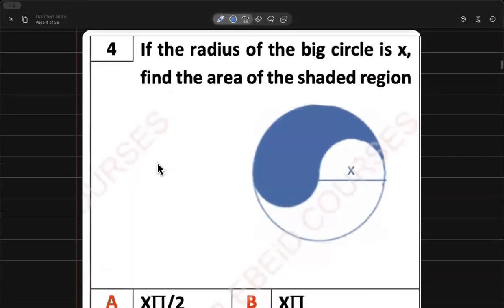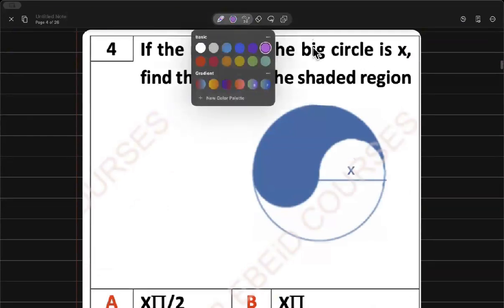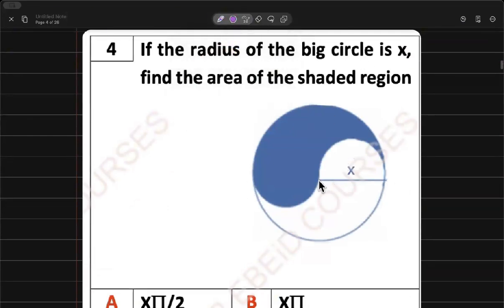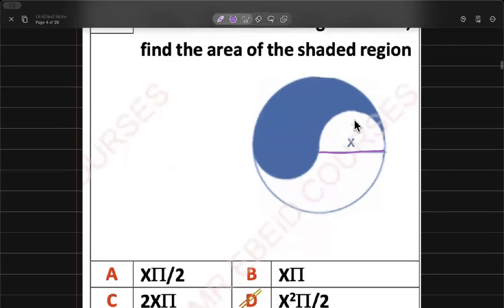Question 4. If the radius of the big circle is x, if we have a circle, all of this circle, its radius is x. How can we find the area of the shaded region? If we draw or extend the radius like this, we divide the circle into 2 equal parts. We can switch this shaded part to this part. It will be like this. So we will find the area of half a circle.